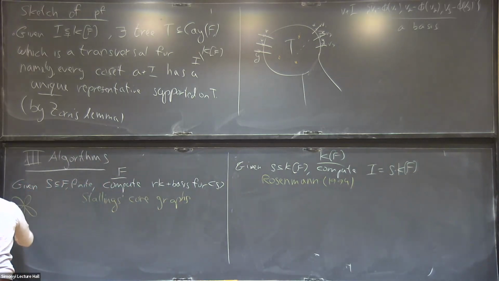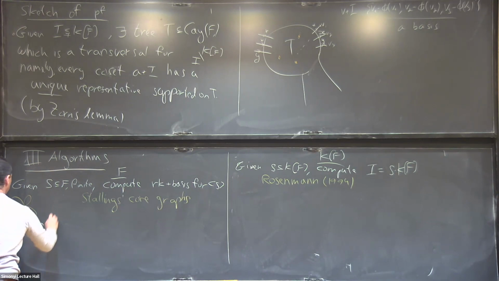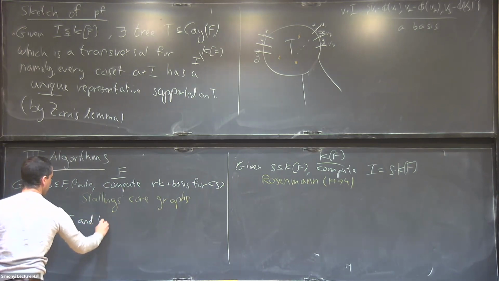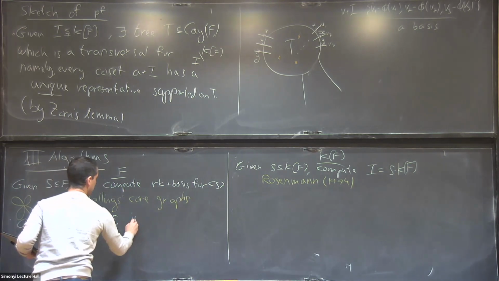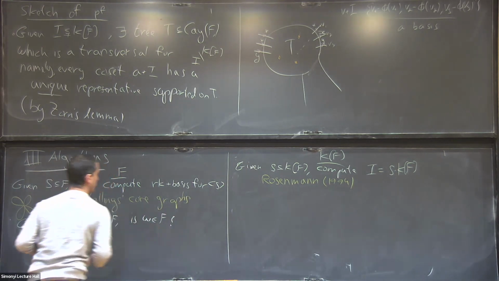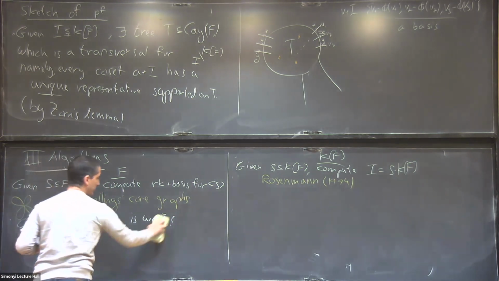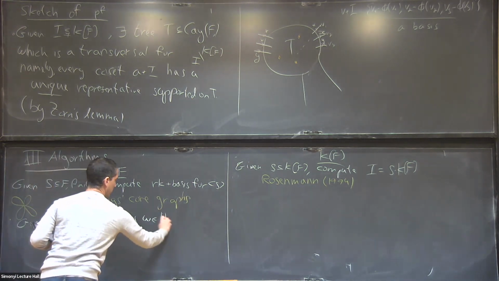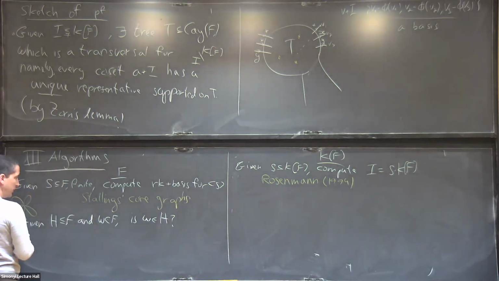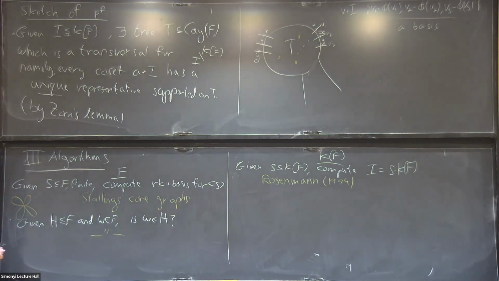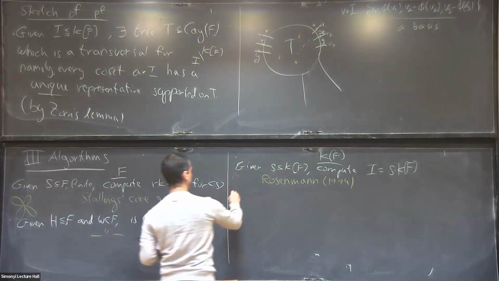The second one is, let's say, given H, a subgroup, and a word, is this word contained in the subgroup? And here you can do the same. Once you have the Stallings graph, it also solves this problem.